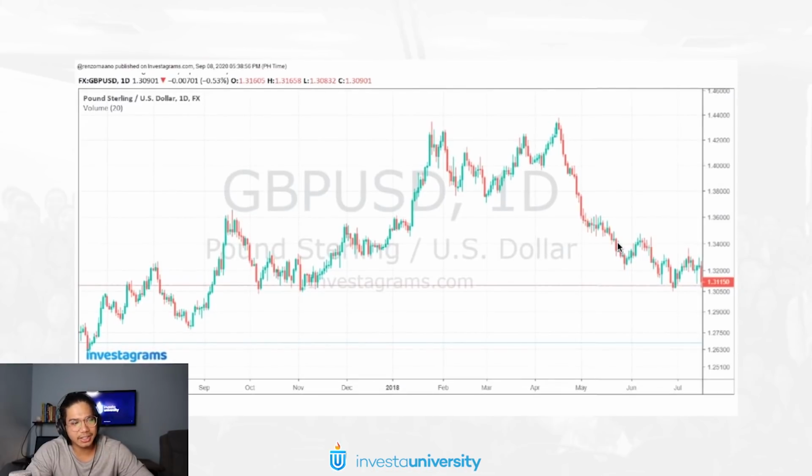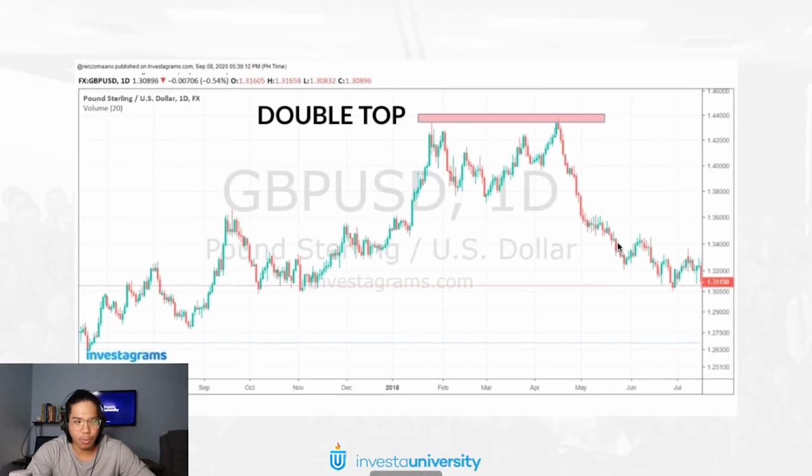So for the last chart, this is not a stock chart, it's actually a Forex chart of the pound versus the US dollar. So if you see any pattern in this chart, let me know in the comment section below. I'll give you guys 5 seconds. 5, 4, 3, 2, and 1.